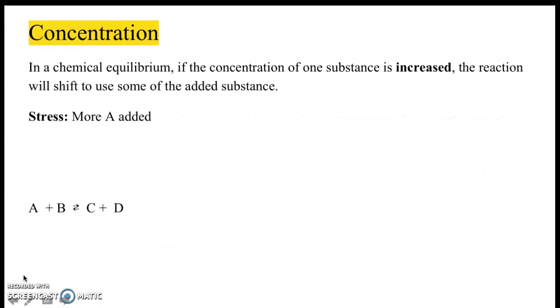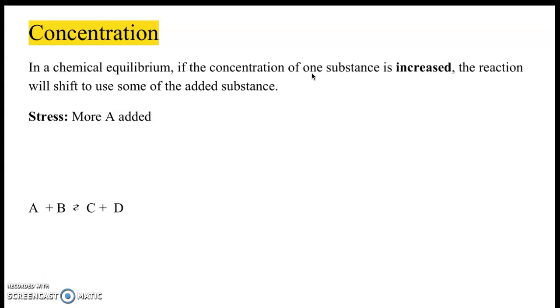Alright, so now we're going to review what generally happens with stresses. The first one we're going to talk about is concentration. So in a chemical equilibrium, if the concentration of a substance is increased, the reaction is going to shift to use the excess substance.